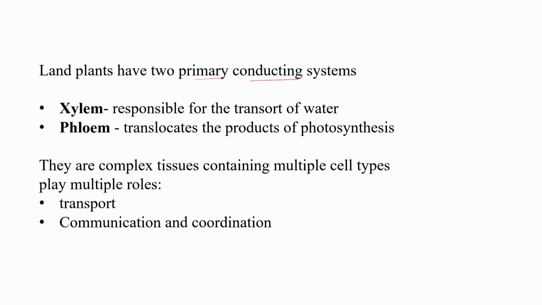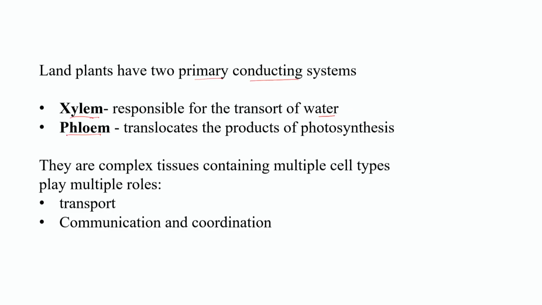They require water for their survival, and for that proper conduction is required. In plants the two primary conducting tissues are xylem and phloem. Xylem, as you might know, is responsible for the transport of water as well as the dissolved minerals present in the soil. So, along with the water, the minerals also get transported to different parts of the plant. Phloem translocates the product of photosynthesis.